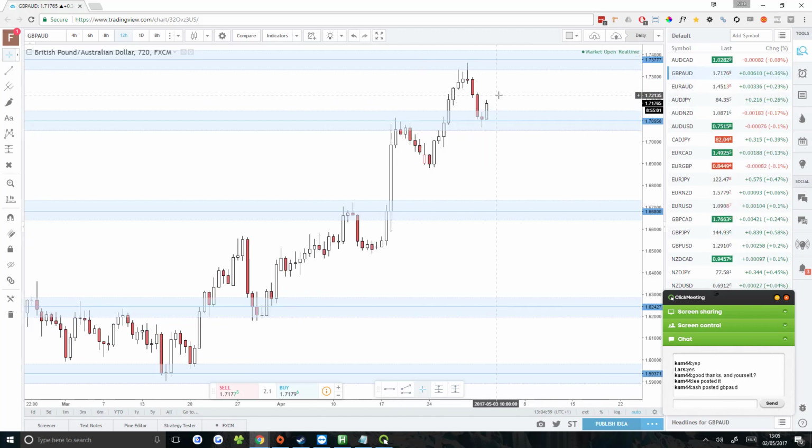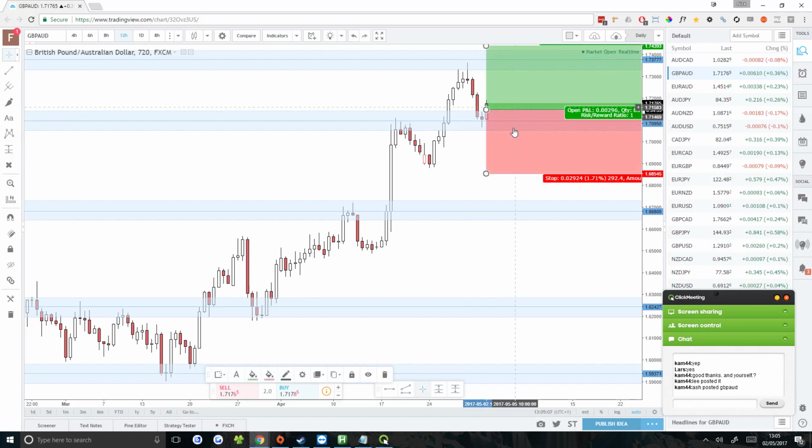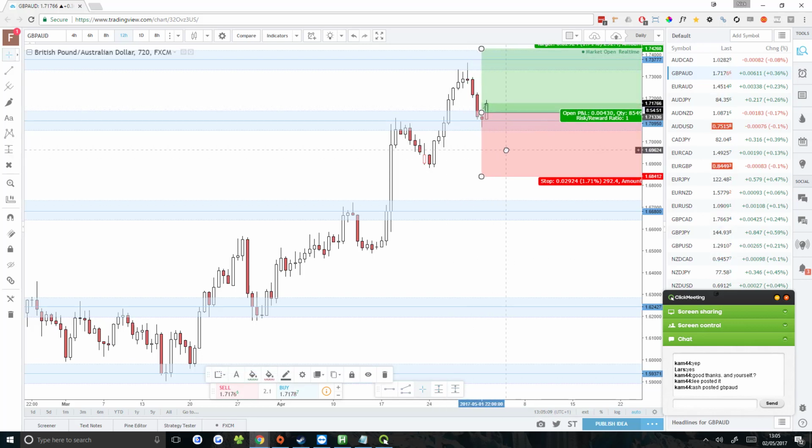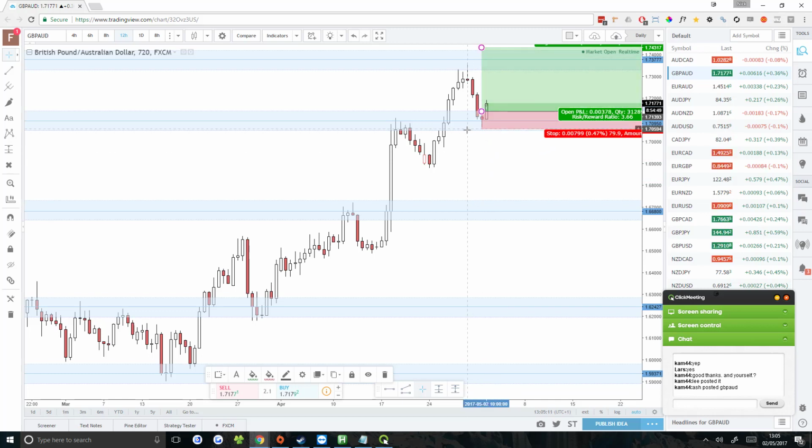This is another nice little trade. This is a continuation, so this one has some more potential. Bigger potential to hit target. Nice little continuation setup.